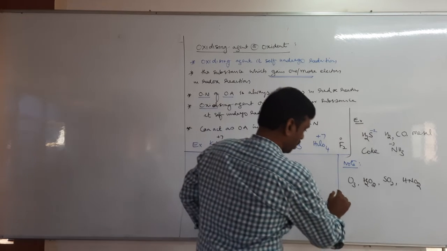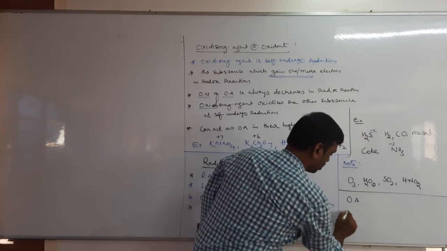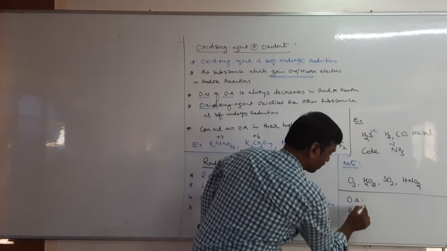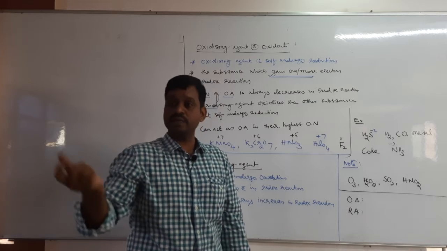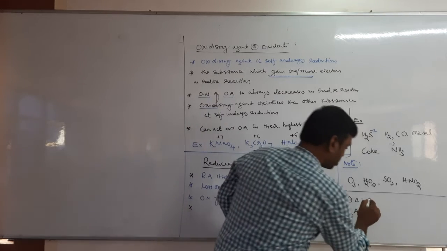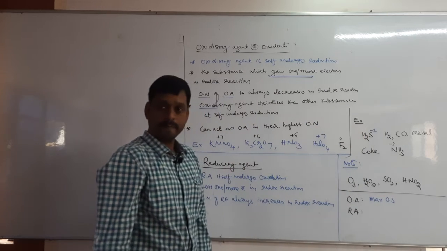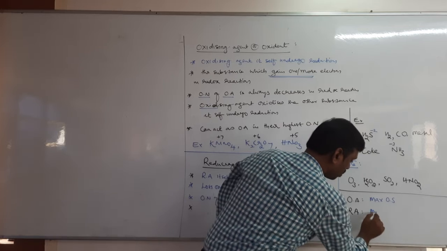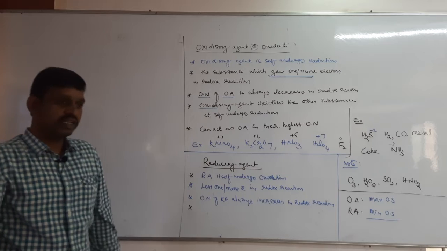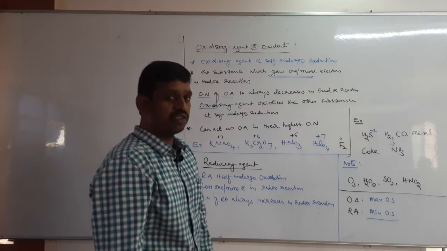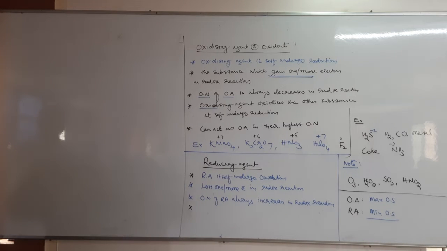Now remember this point: how to identify an oxidizing agent and a reducing agent. An oxidizing agent should have whether minimum or maximum oxidation state? It should have the maximum oxidation state. Next, a reducing agent should have the minimum oxidation state, right? Therefore, oxidizing agent: maximum OS; reducing agent: minimum OS. Okay, so take one question.